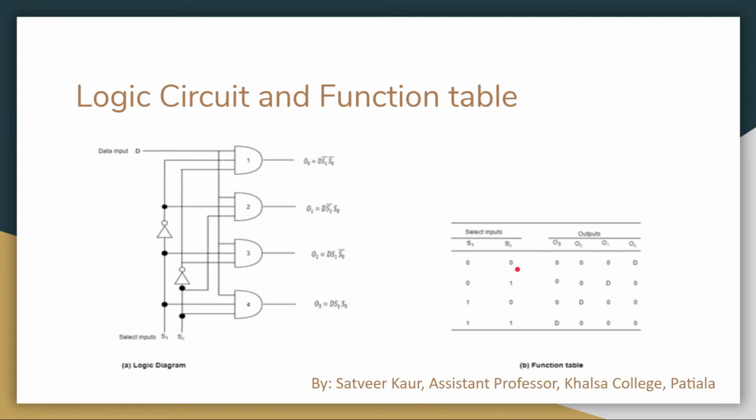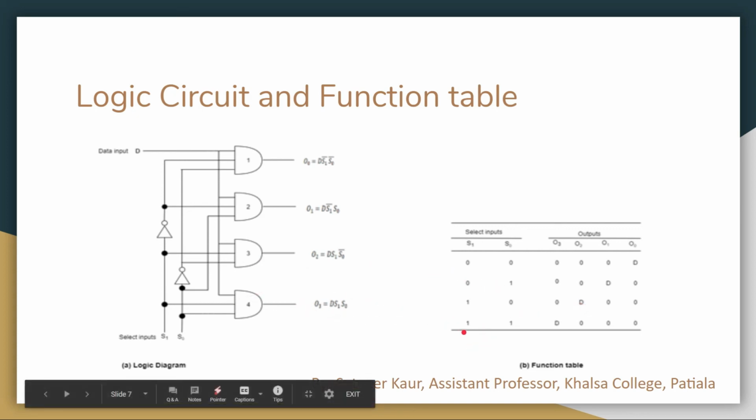If the bit combination is 0 0, the output will be O0 and gate number 1 will be activated. If the bit combination of S1 and S0 is 0 1, then output O1 will be activated and gate number 2 will be enabled. If the bit combination is 1 0, then gate number 3 will be enabled and the output will be O2. If the bit combination of S1 and S0 is 1 1, then gate number 4 will be enabled, all the other gates will be disabled, and the output will be O3.